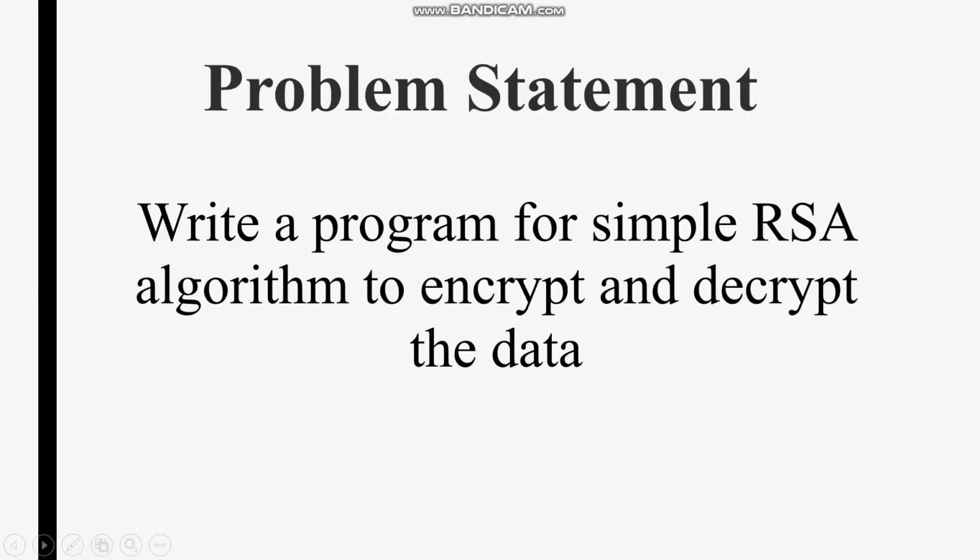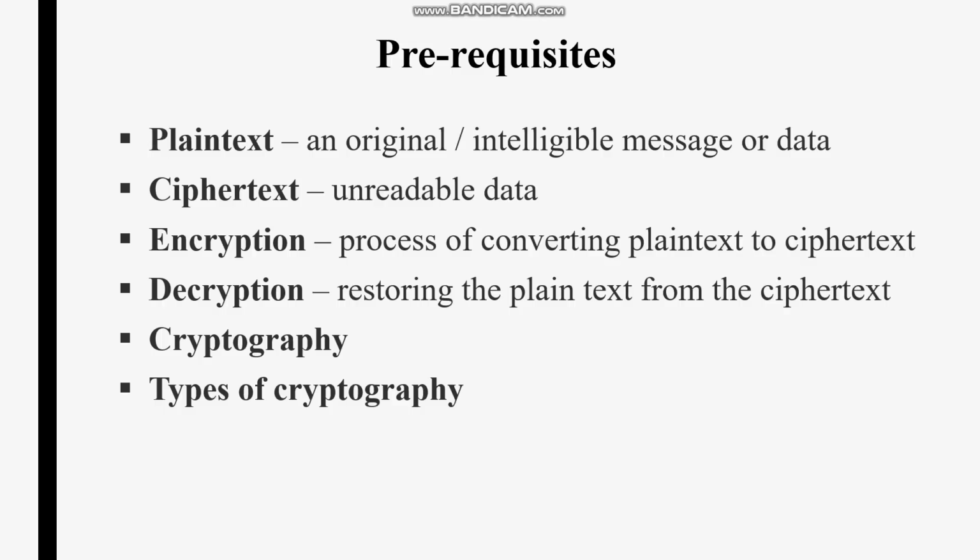Before we understand what an RSA algorithm is, we need to know what encryption is and what decryption is. So we need to know some of the basic concepts of cryptography before we understand the RSA algorithm. Let's look into some of the prerequisites which are necessary to understand the RSA algorithm. The first one is the plain text. What is a plain text? A plain text is an original or intelligible message or data. Any message which is in a readable format is called a plain text.